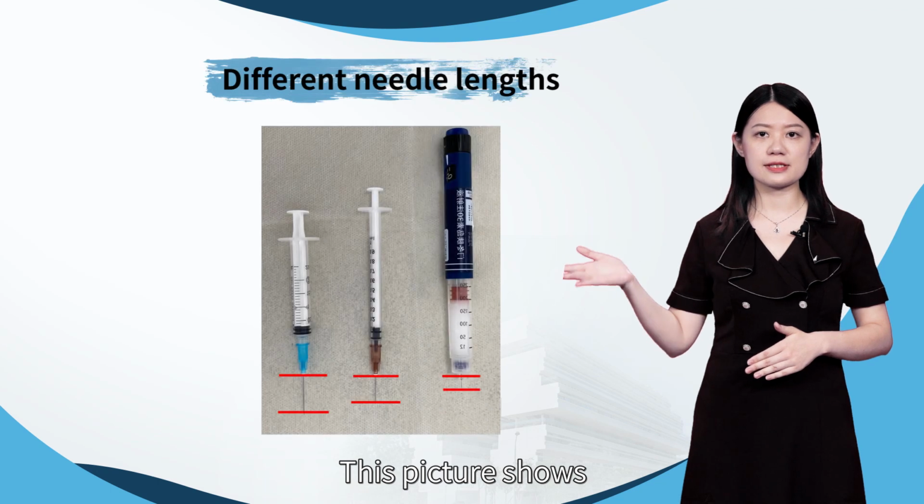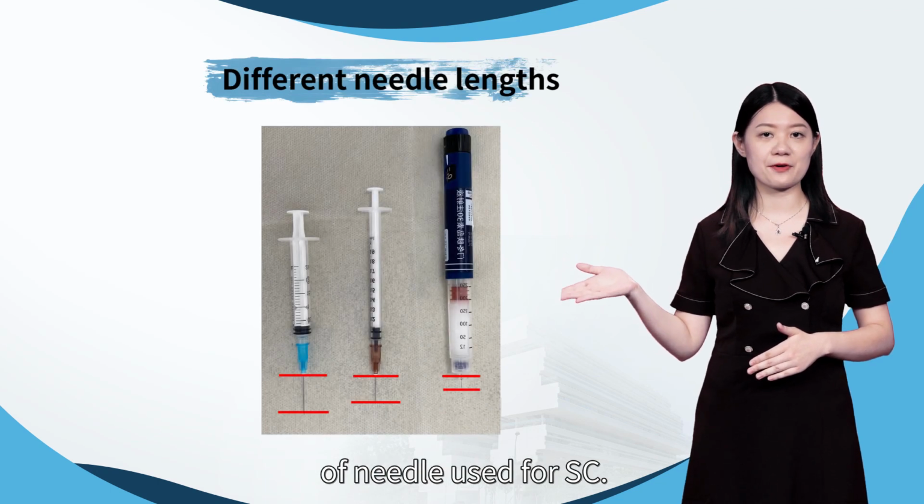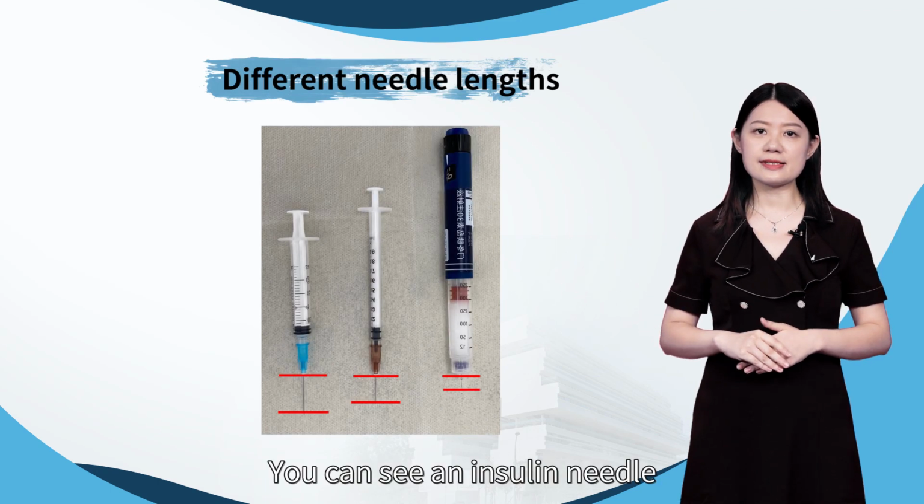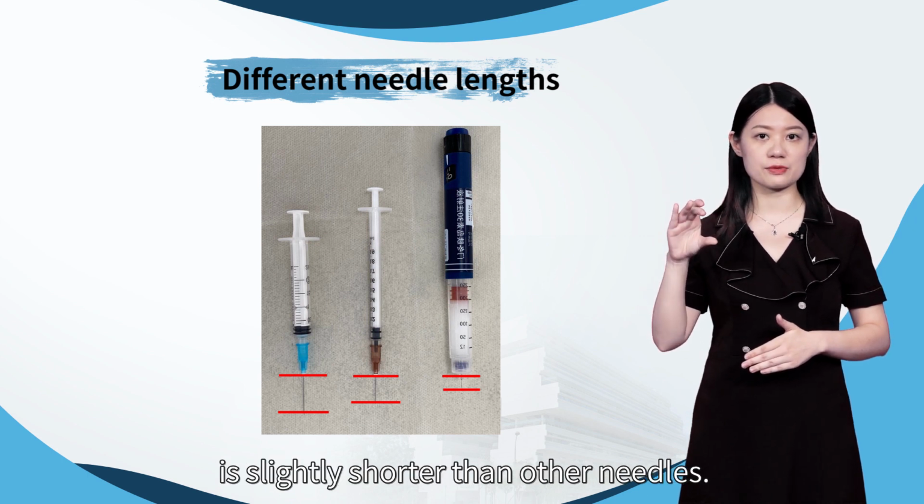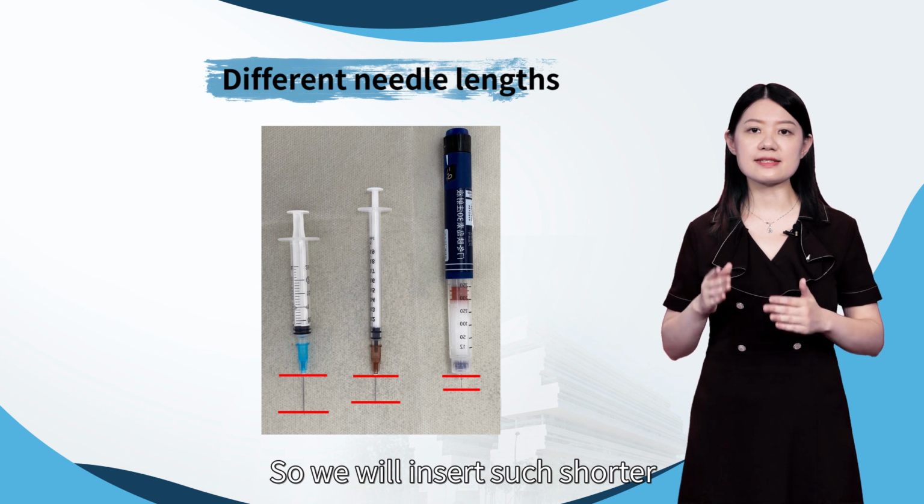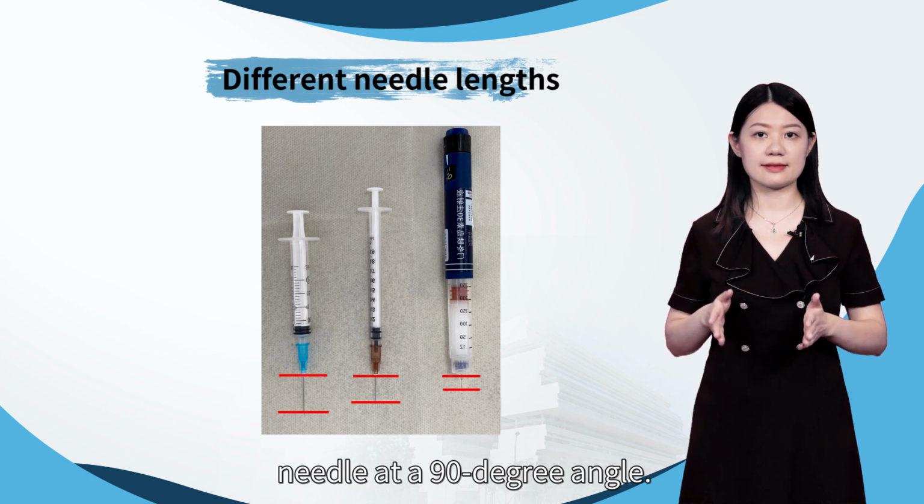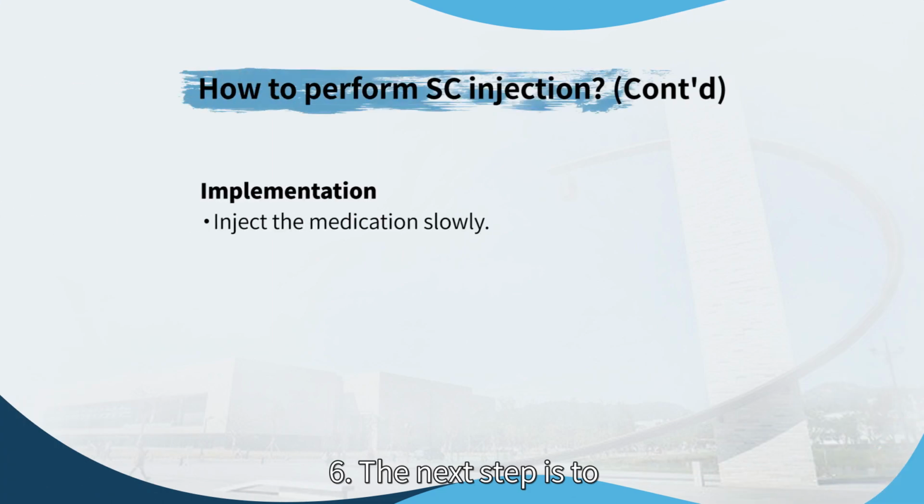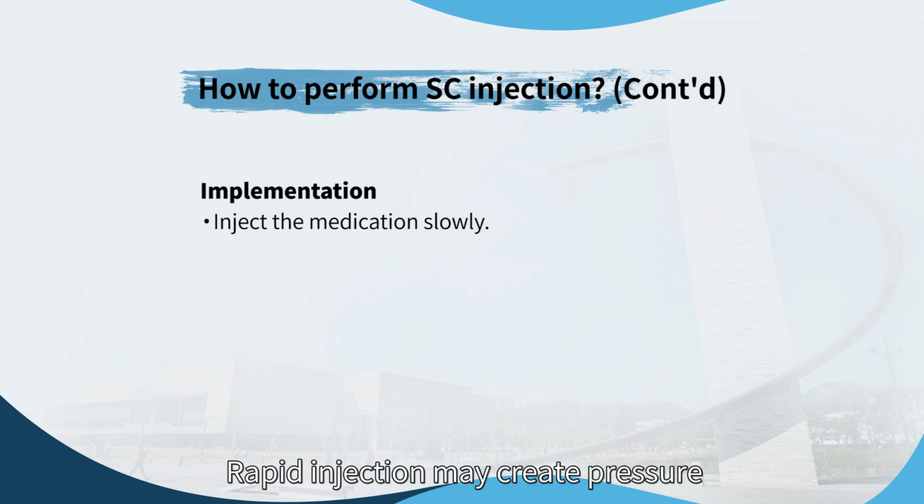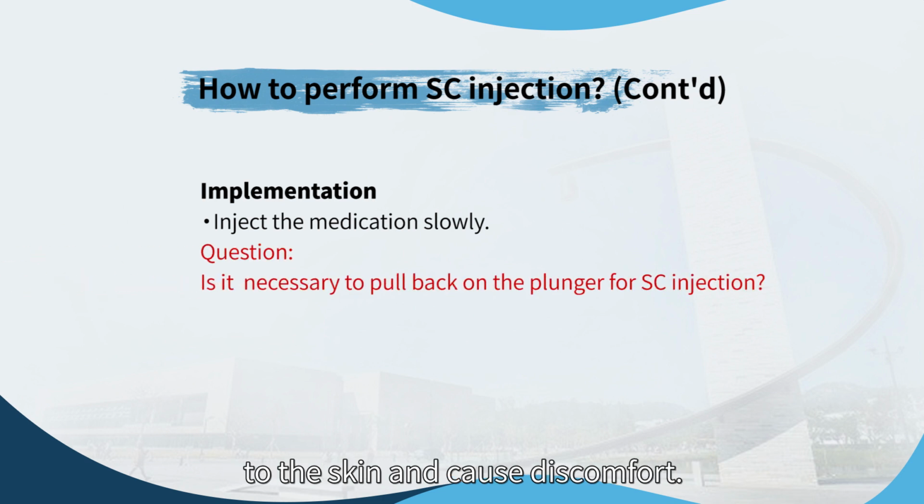This picture shows different lengths of needle used for SC. You can see an insulin needle is slightly shorter than other needles. So we'll insert such a shorter needle at a 90-degree angle. The next step is to hold the syringe steady, then inject the medication slowly. Rapid injection may create pressure on the skin and cause discomfort.